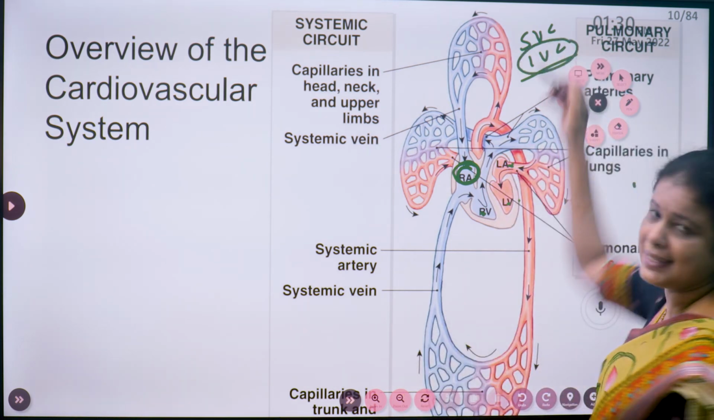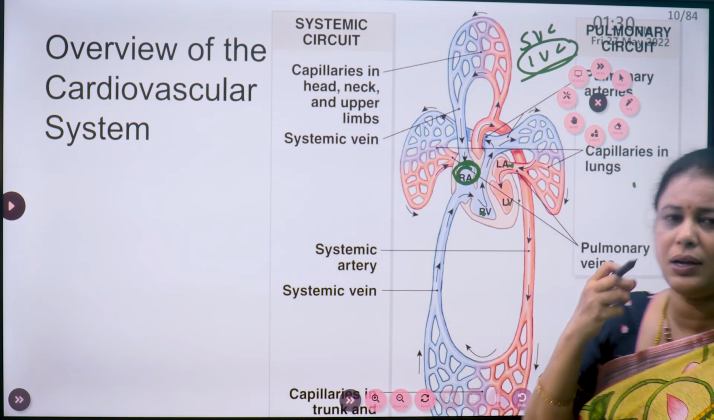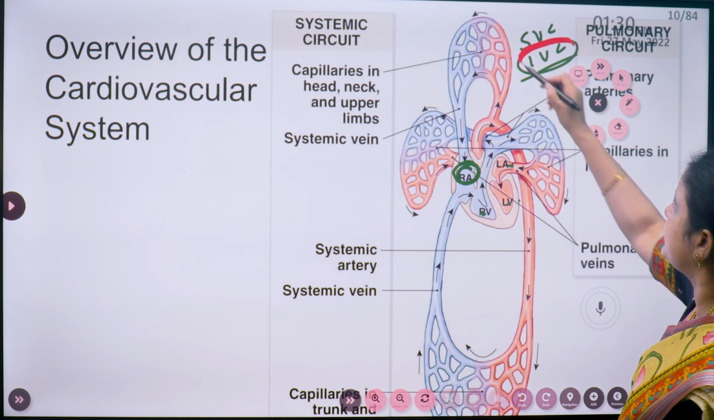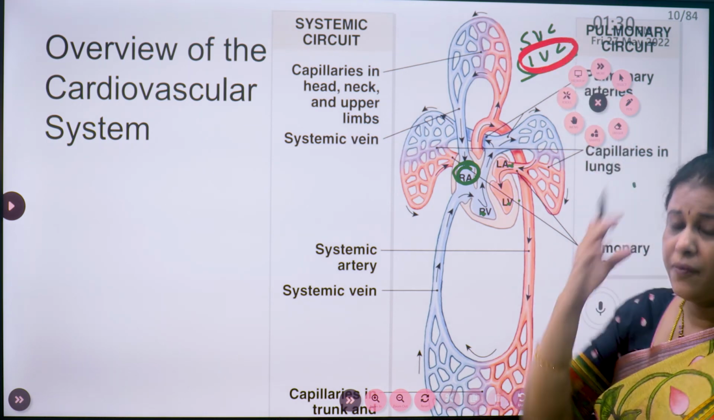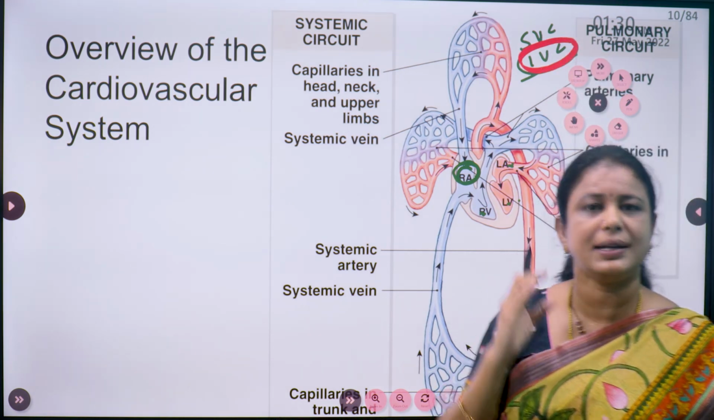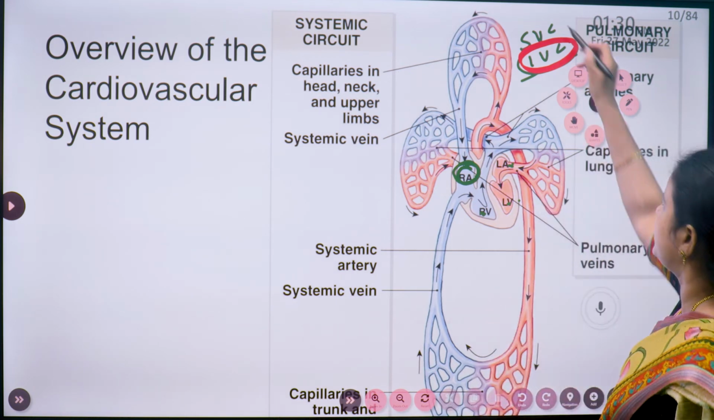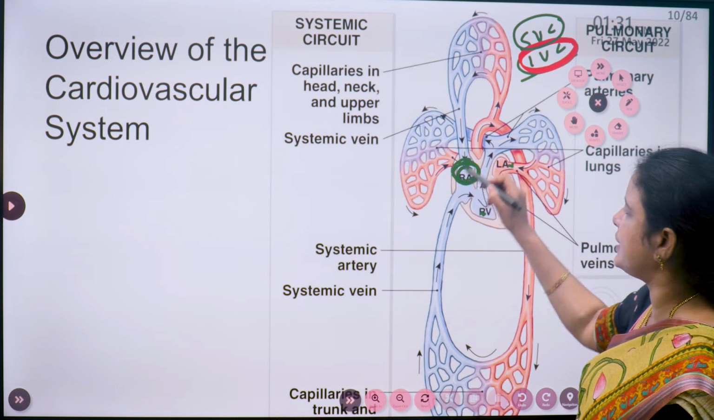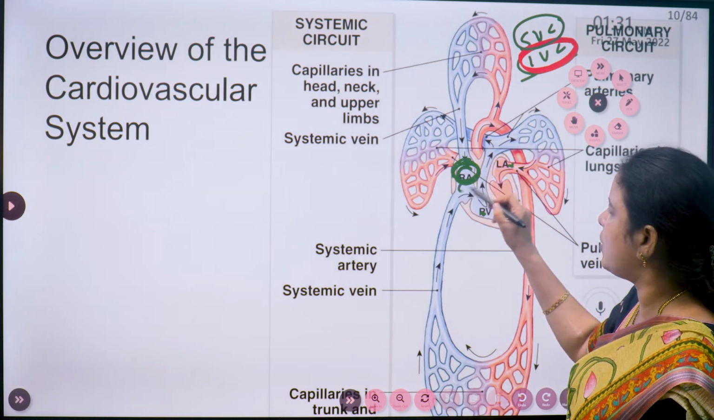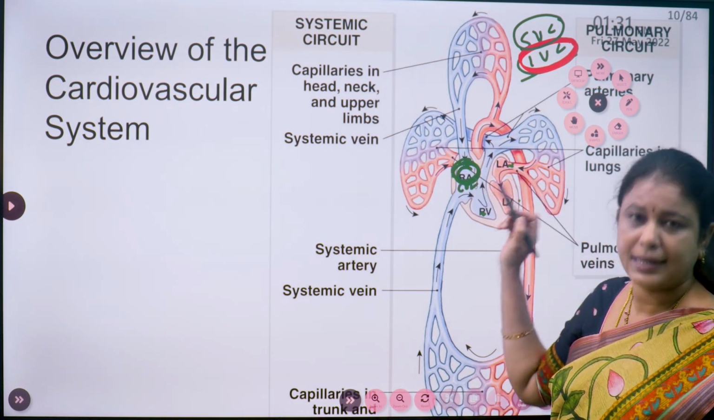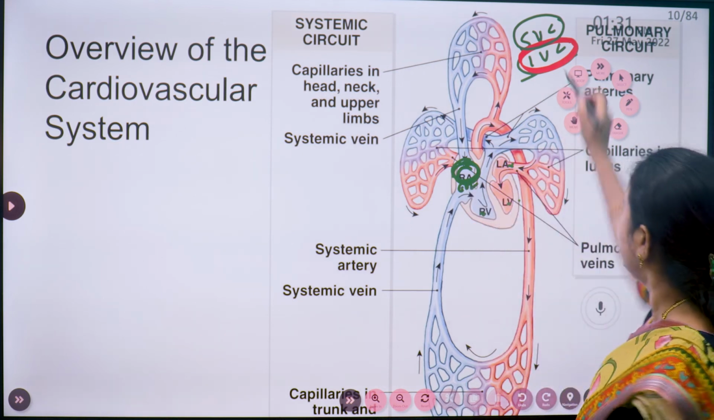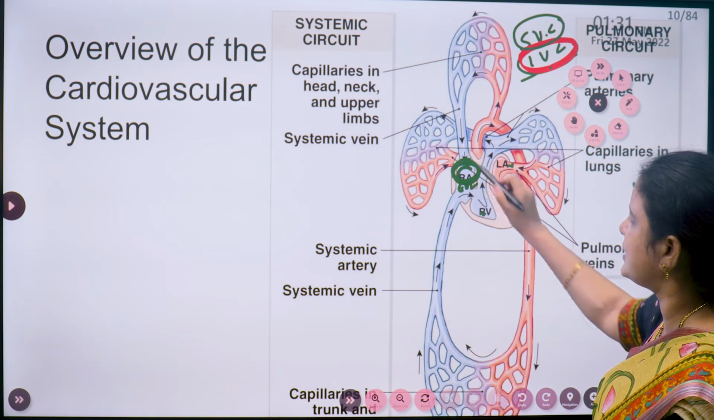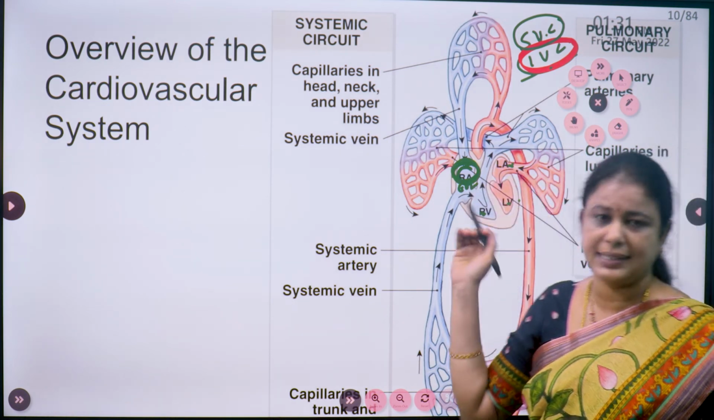All deoxygenated blood from the lower parts of the body will be drained into the inferior vena cava. From the superior parts of the body, all deoxygenated blood enters into the superior vena cava. The superior vena cava and inferior vena cava will bring deoxygenated blood and drain into the right atrium.